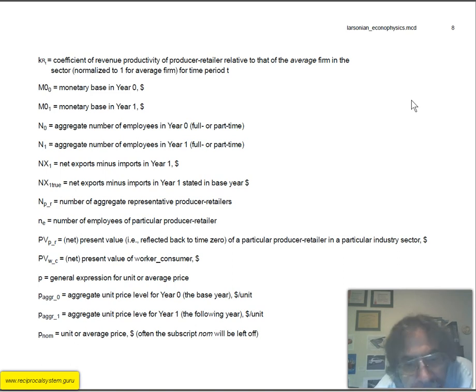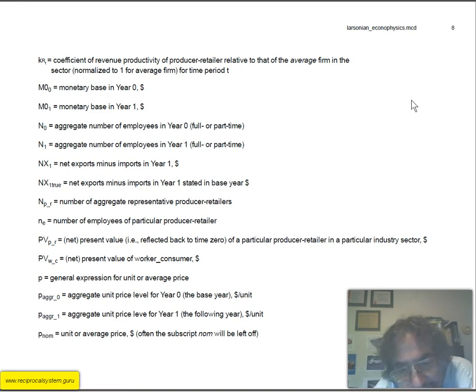Small p equals general expression for unit or average price. P sub aggregate underscore 0 equals the aggregate unit price level for year 0, the base year. And that's, of course, dollars per unit. P sub aggregate underscore 1 equals the aggregate unit price level for year 1, the following year. And that's dollars per unit.